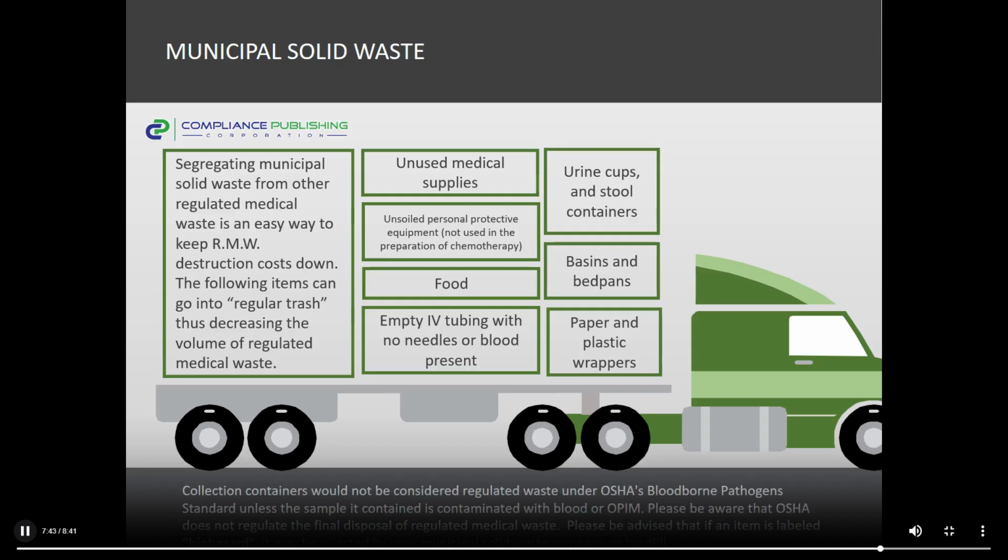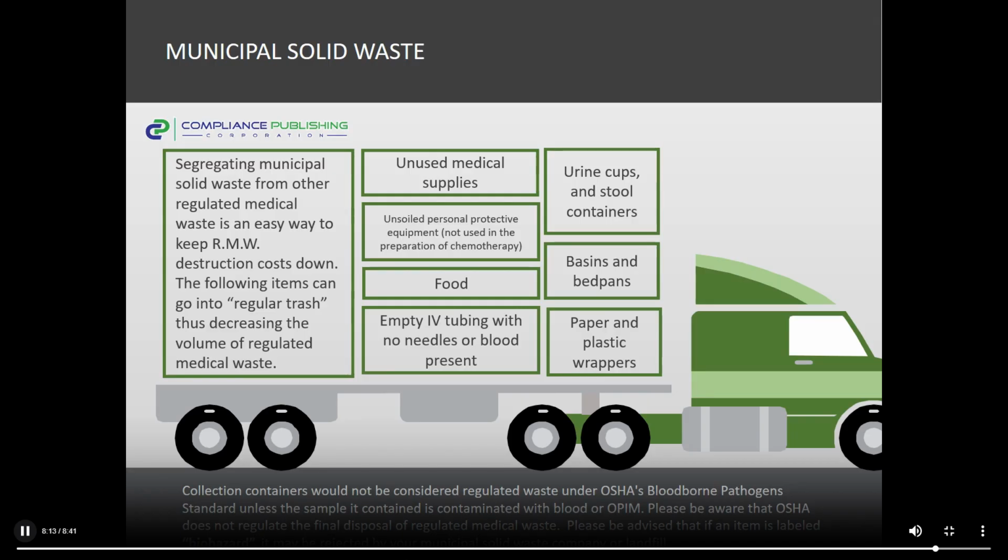Collection containers would not be considered regulated waste under OSHA's bloodborne pathogen standard unless the sample it contained is contaminated with blood or OPIM. Please be aware that OSHA does not regulate the final disposal of regulated medical waste. Please be advised that if an item is labeled biohazard, it may be rejected by your municipal solid waste company or landfill.